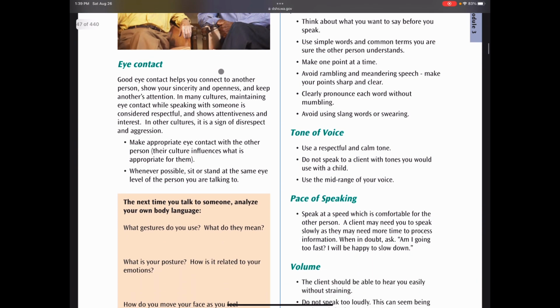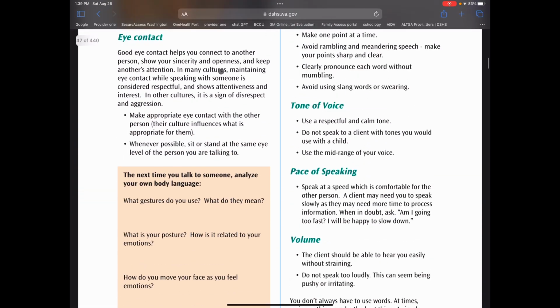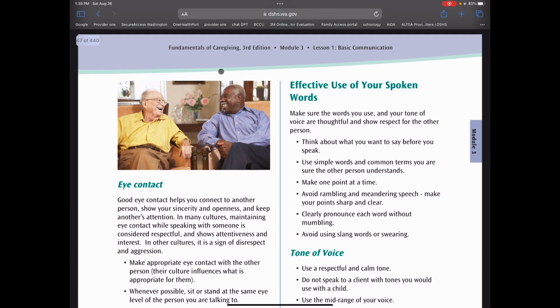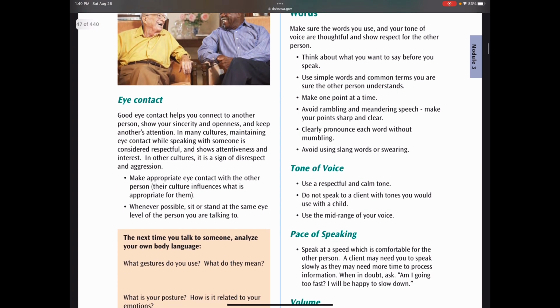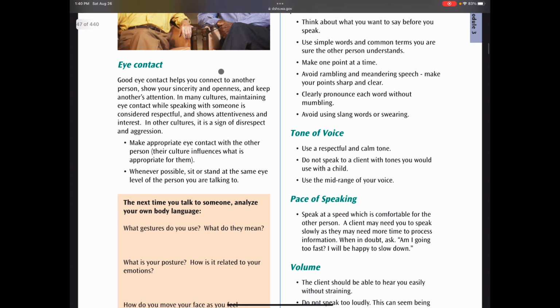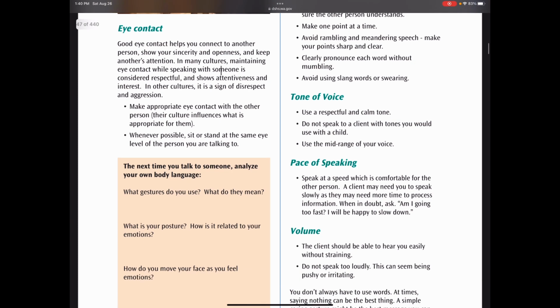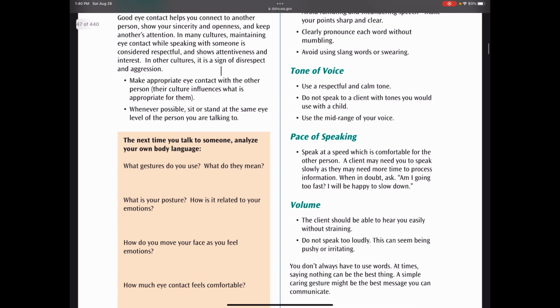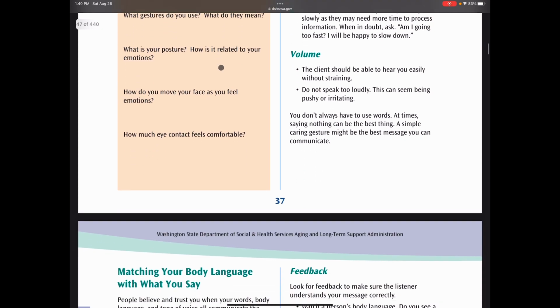Effective use of spoken words. We need to use the right words when we are talking. Make sure the words you use and your tone of voice are thoughtful and show respect to the other person. Your tone of voice should be respectful and calm. Use a mid range for your voice. And your pace when you speak, speak at a speed which is comfortable for the other person. And the volume, do not speak too loud. This can seem pushy or irritating. And you always have to match your body language with what you say.